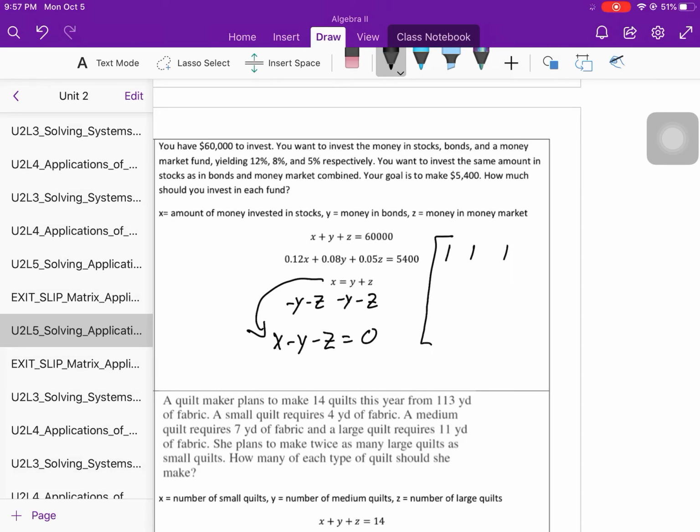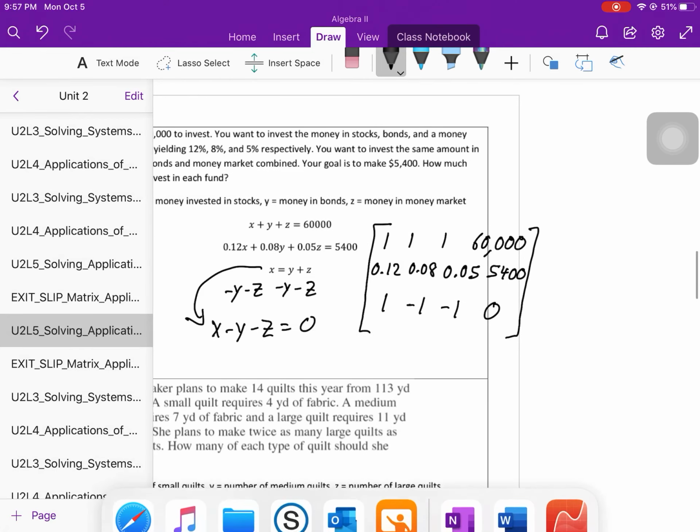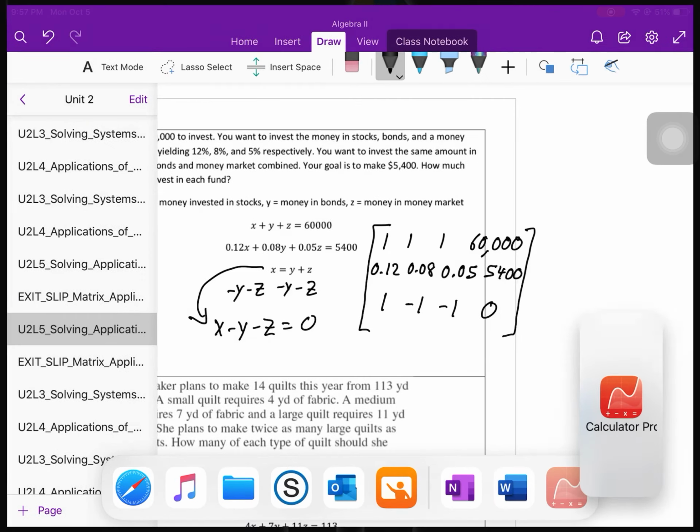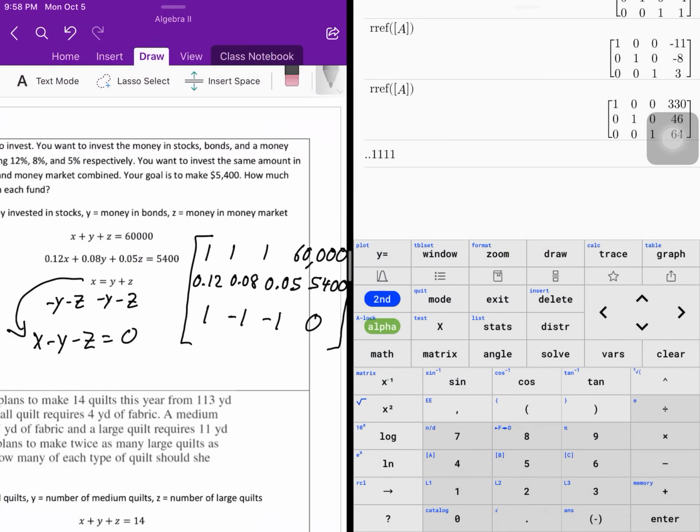So 1, 1, 1, 60,000, 0.12, 0.08, 0.05, and then 5,400, 1, negative 1, negative 1, 0. Well, I might as well write this out since it's got decimals, just so you can see what the answer should be when you're all done.